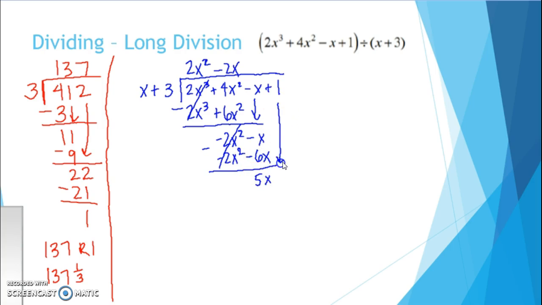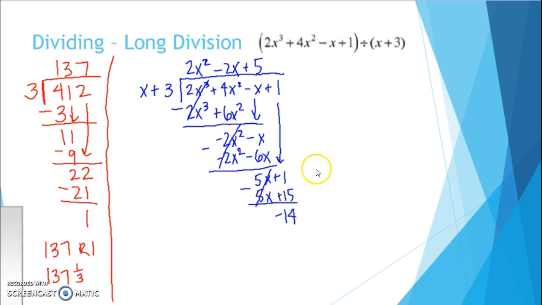And then I bring down my next one, so plus 1. And then x times 5 is what's going to give us 5x. So then x times 5 is 5x. 3 times 5 is 15. And then I subtract, so 5x minus 5x cancels. 1 minus 15 is negative 14. I have nothing else to bring down, so this negative 14 is my remainder.